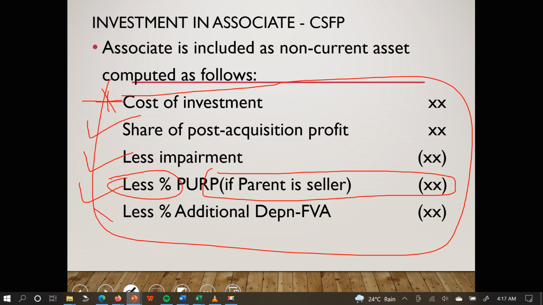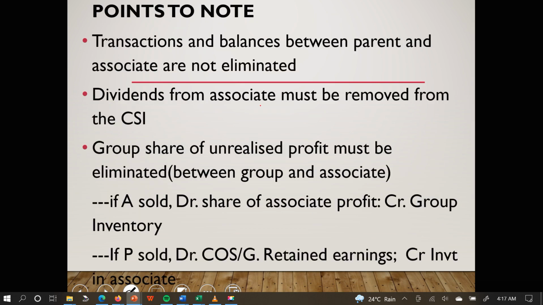And then if there is a fair value adjustment on the investment and there is additional depreciation, take note that it's only the additional depreciation we are dealing with. We are not dealing with the fair value itself because it is recognized in the cost of the asset. It is paid for in the cost of the asset. But if there is any additional depreciation due to fair value adjustment, you deduct it. So these are the details of it.